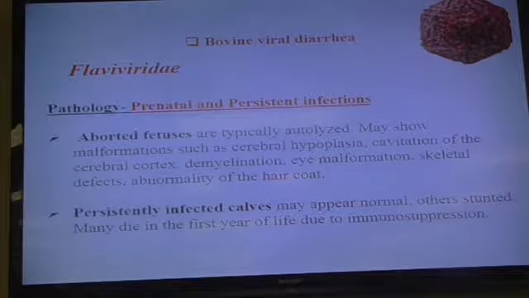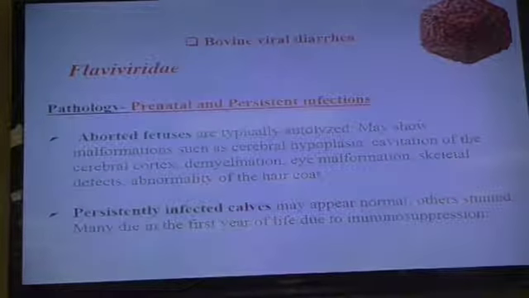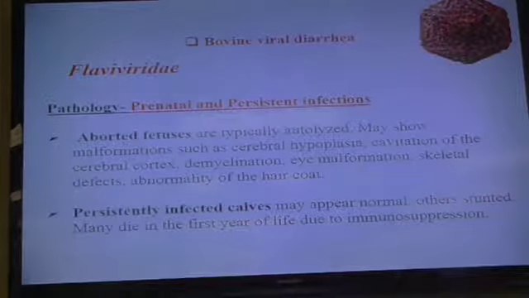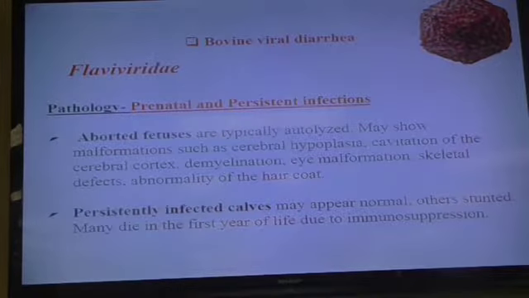Okay, now in terms of what happens to the aborted fetuses, they're usually autolyzed. Do we understand what autolysis is? Breaking down of the cell. That's different from the other presentations, mummification and stillbirth. So you have the three presentations: stillbirth, mummification, autolysis.